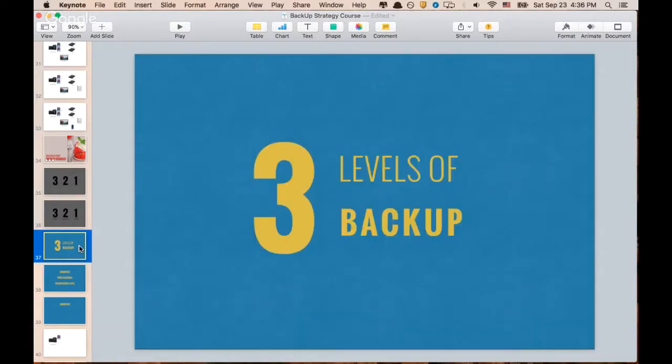So what are the 3 different levels of backup? I mean, at the end of the day, what you're trying to decide here is how much am I willing to spend, how frequently am I going to update my stuff, and the final one is how much size do I need. So those are 3 different things to keep in mind. Let's go into the levels of backup.